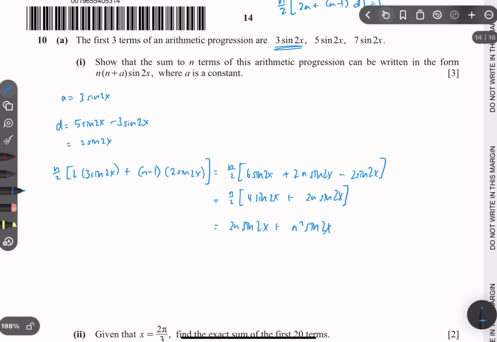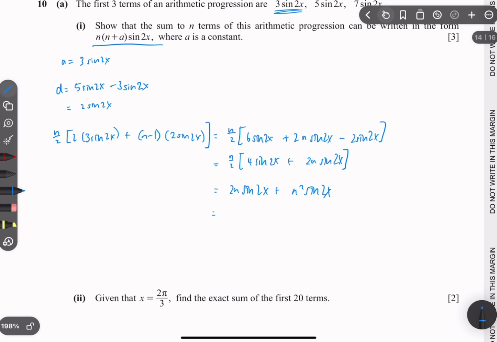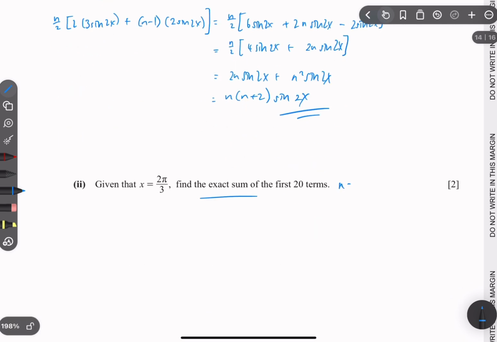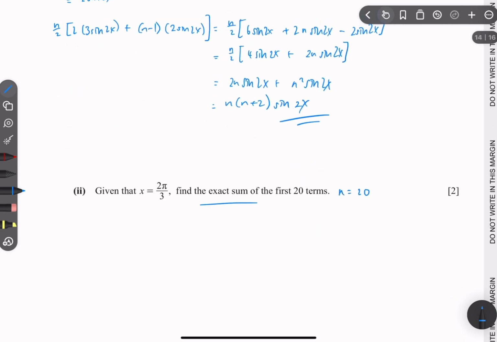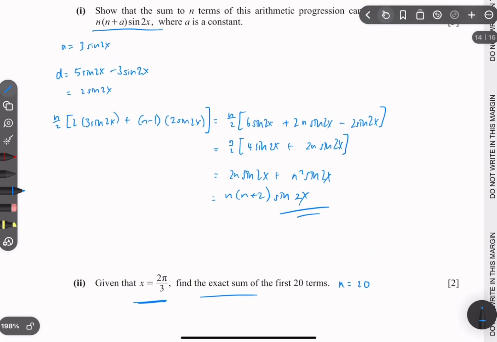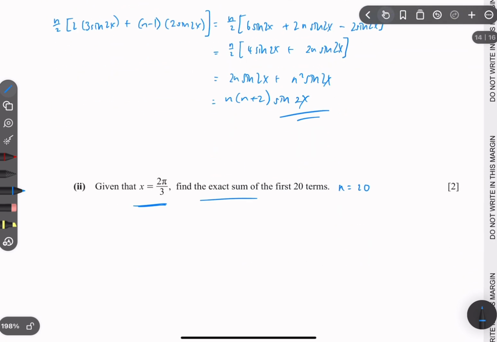Okay, so the question wants it in this formula, so we can rewrite it. Okay, so this is the final answer. Part 2, given that x equals 2 pi over 3, find the exact sum of the first 20 terms. Okay, so that means n equals 20. And we already have x here. We can just use this equation from part 1 and sub everything into it.